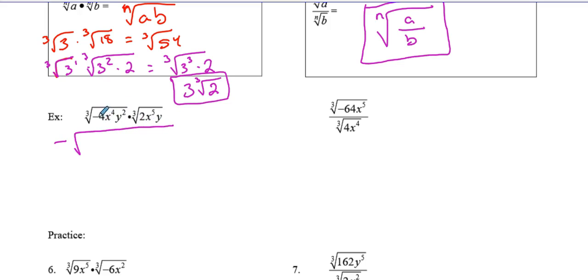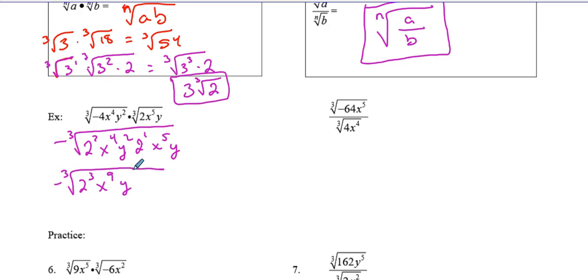Put this together, so that's a 4, so that's really a 2 squared. And then I have an x to the 4th and a y squared, and then I have another 2 to the first, x to the fifth, y. So what does that give me? That gives me a negative, oh, forgot my index. The third root of 2 to the third power, x to the ninth power, and y to the third power.